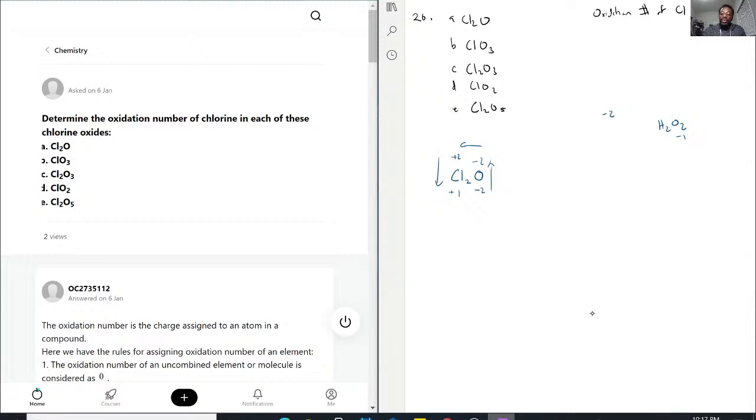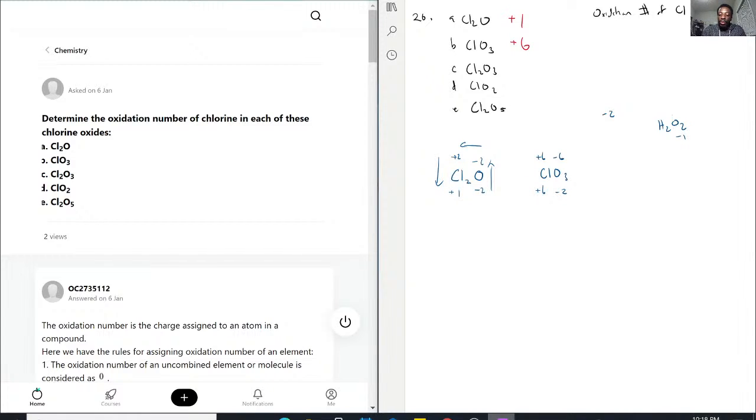Okay? So with that being said, the first chlorine is +1. Next one, Cl(O)3. Same thing, -2, but this time there's 6 of them, so that's -6. So this chlorine side needs to be +6, and that means we have a +6 chlorine.